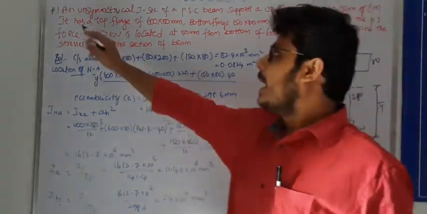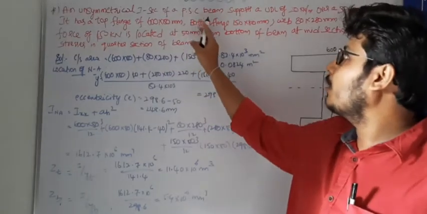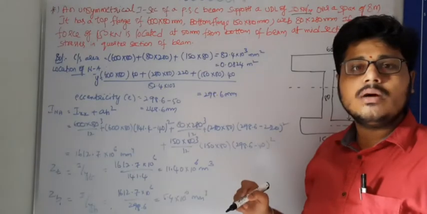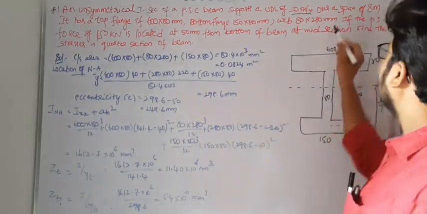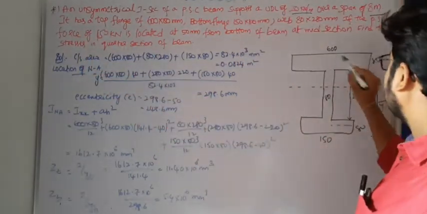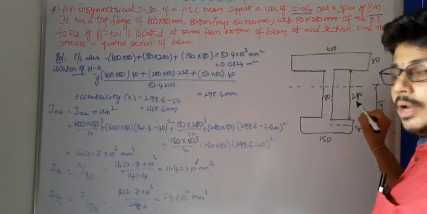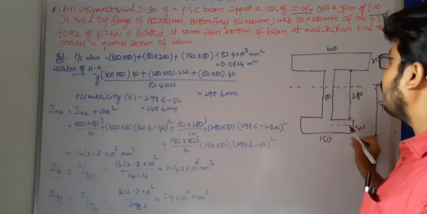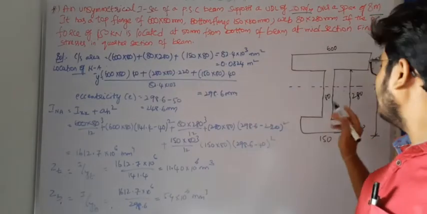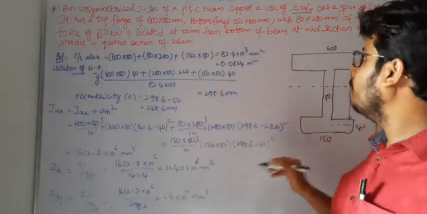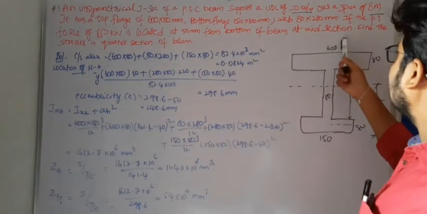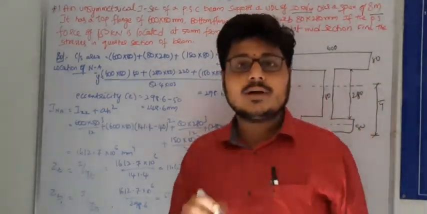The question was: an unsymmetrical I section of pre-stressed concrete beam supports a UDL of 20 kN per meter over a span of 8 meters. It has a top flange 600 by 80, web 80 by 280, bottom flange 150 by 80 mm, and a force of 150 kN is located at 50 mm from the bottom of the beam at mid section. Find the stresses developed at quarter span.